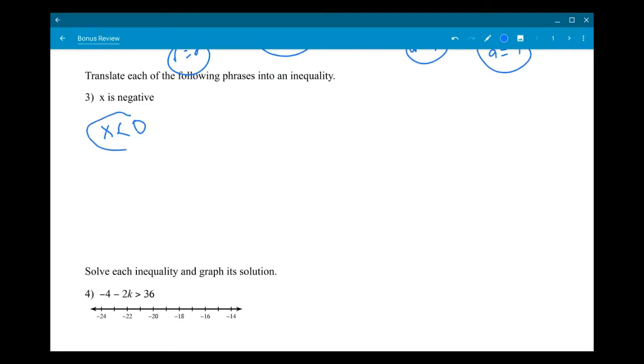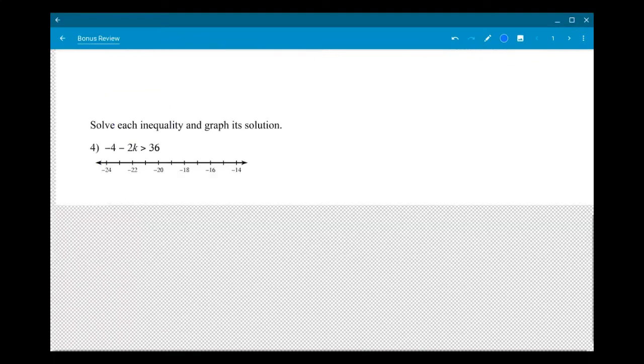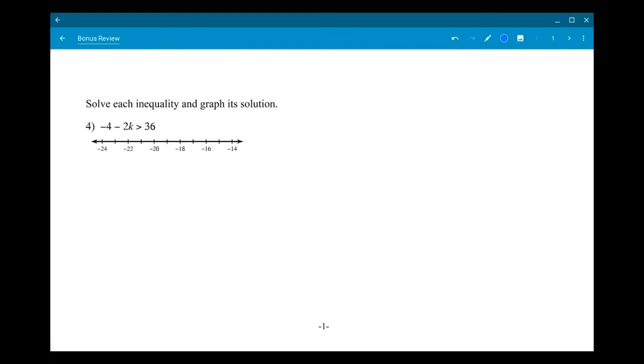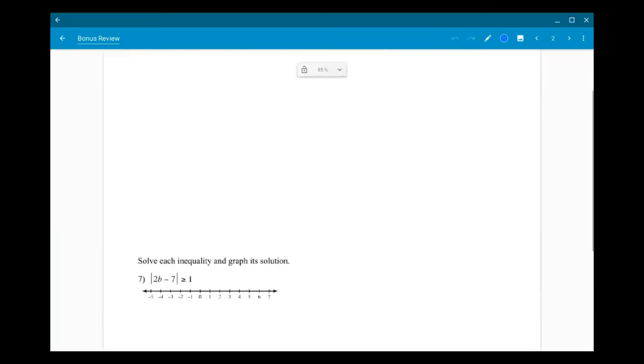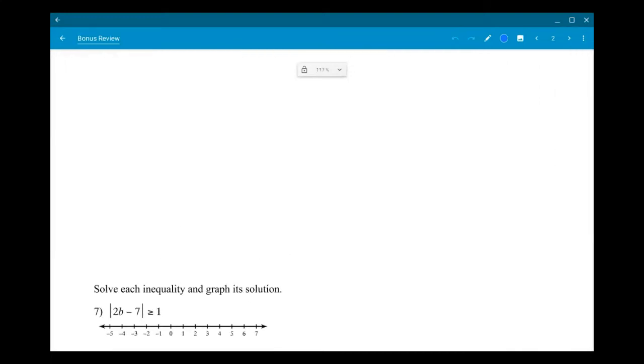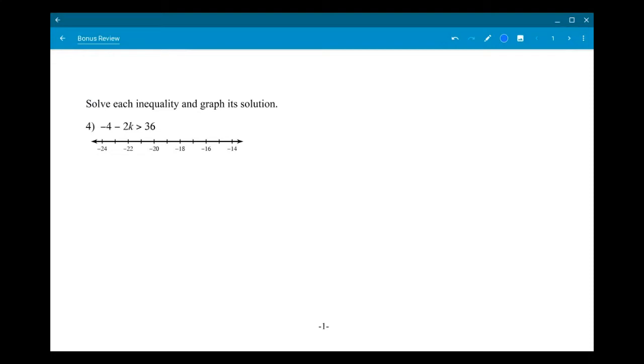What you've basically done is you've described every single negative number using an inequality. If it was positive, you'd have x is greater than 0. Now on to what will be the bulk of the work, and that's solving inequalities. You're going to have to solve single inequalities. As we'll see on those next couple of pages, you'll have to solve compound inequalities and absolute value inequalities. In all of these cases, you're going to be putting your answer on a number line.